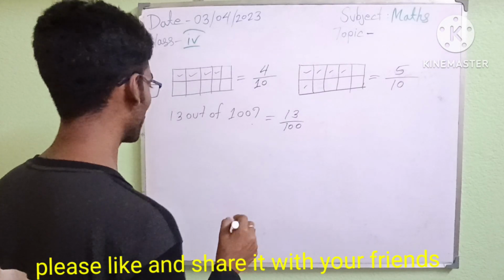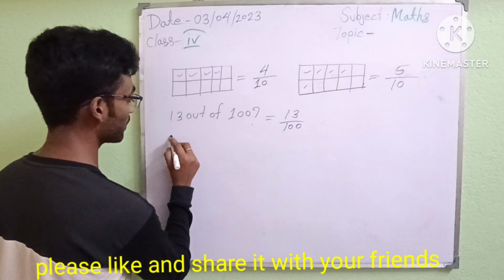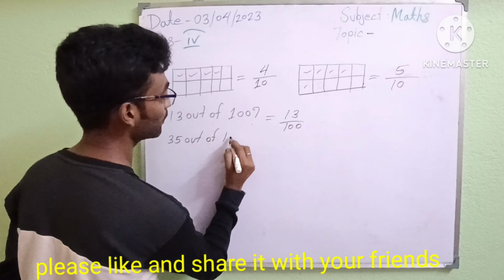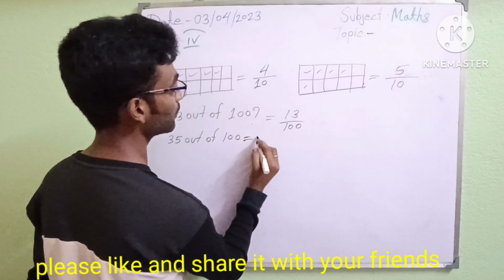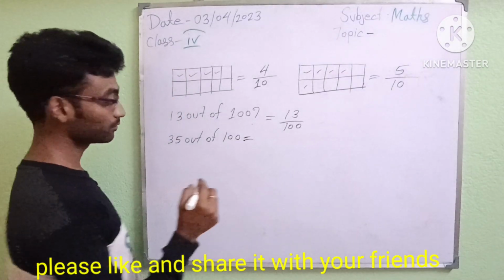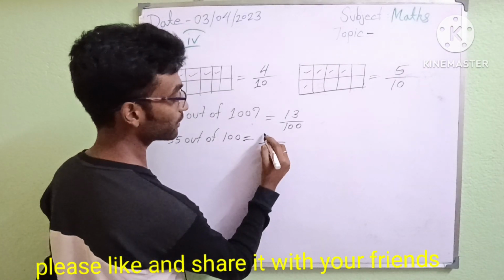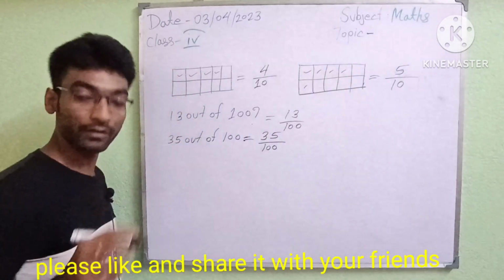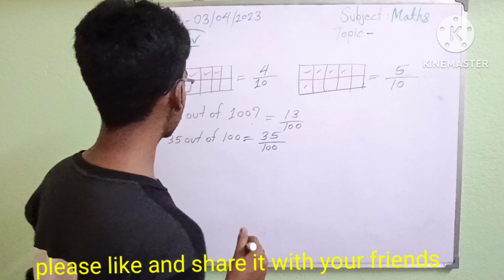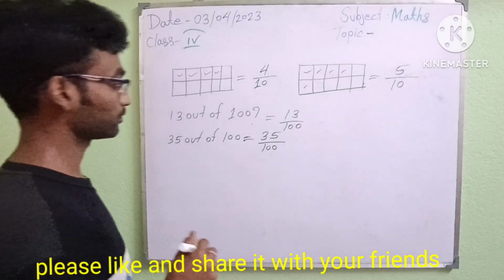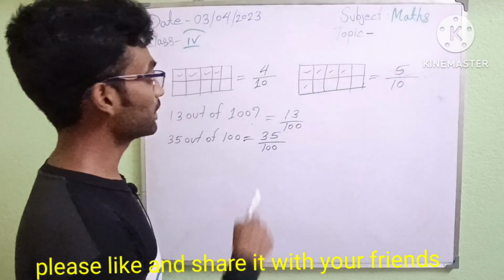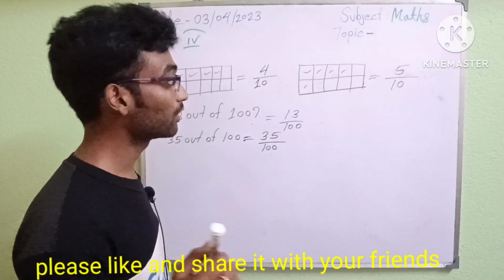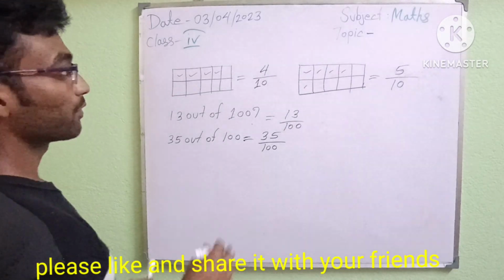Now, Torma, tell me, if we want to describe 35 out of 100, how will we write it as a fraction? Good. We will write it as, according to Torma, 35 by 100. And this is correct. Thank you. Now, all these are called what? These are all called fractions.